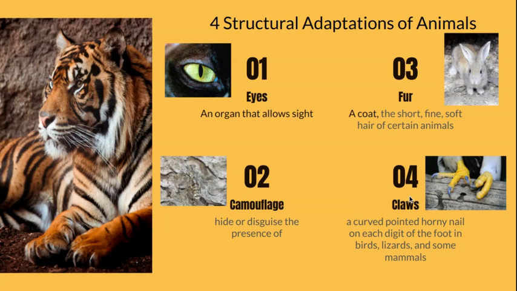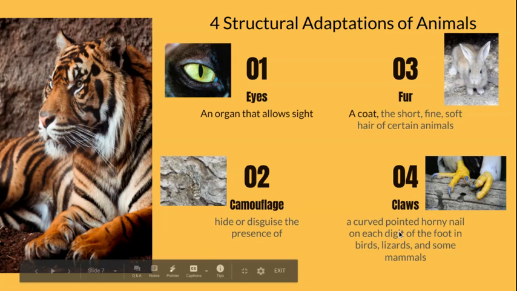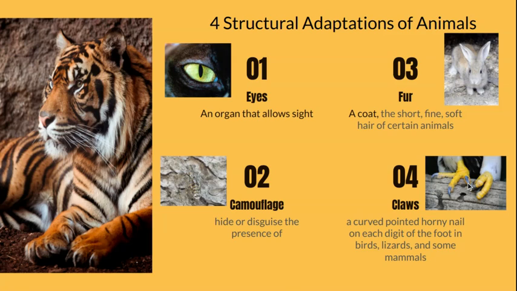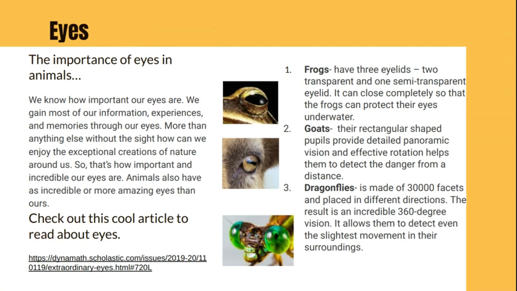And the last one we have here is called claws. And claws are these sharp, pointy, curved nails on each digit of the foot in birds, lizards, and some mammals. So claws are really sharp. You can probably imagine what types of things animals can do with claws. They can scratch people. It looks like the claws can hang on to this wood. They can hang on to it with their claws because it's so sharp. So claws are really important type of structural adaptation.